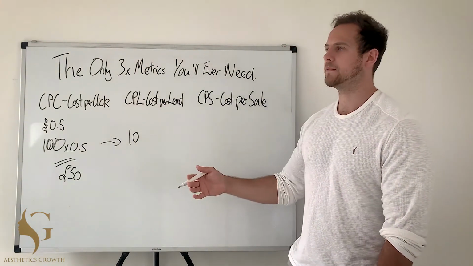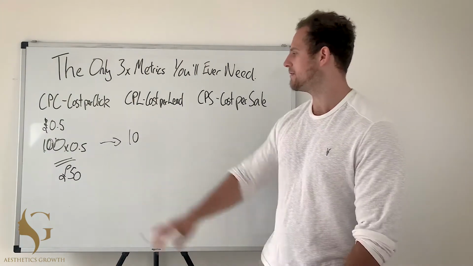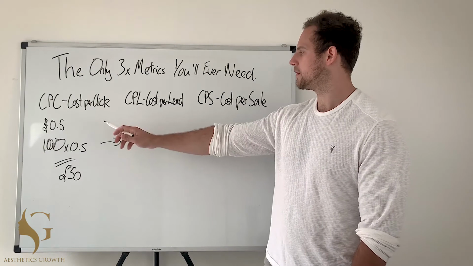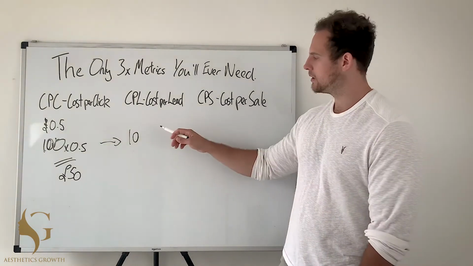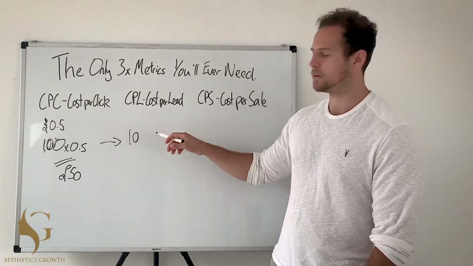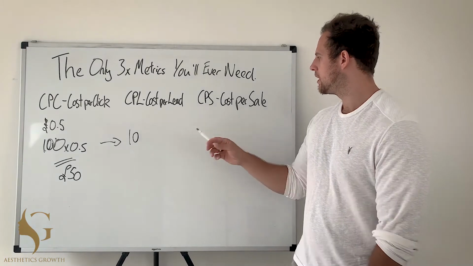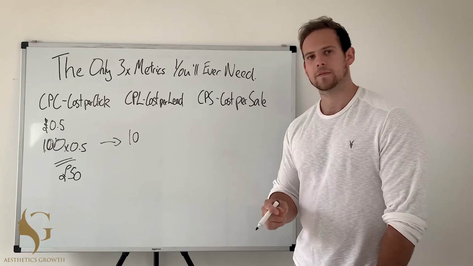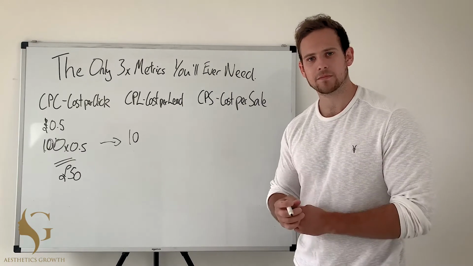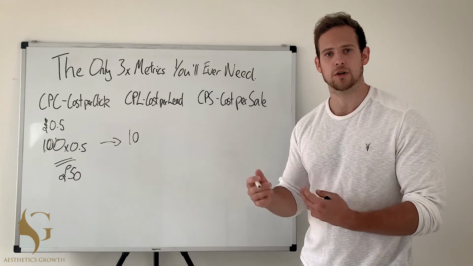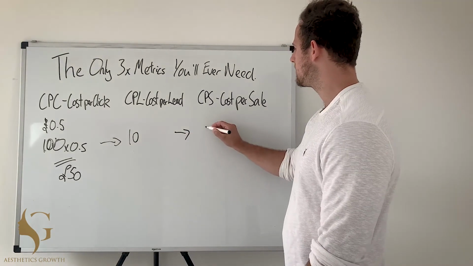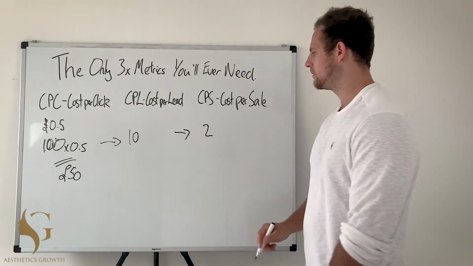So the conversion rate, we can just ignore that. It means 1 in every 10 fill out a form. There we go. So we've got 100 people clicking through. Out of those 100, we've got 10 people filling a form in. And from here, for the cost per sale, let's say 2 out of those 10 actually go on to book a treatment and attend the treatment. So from that 10, we get 2 people.